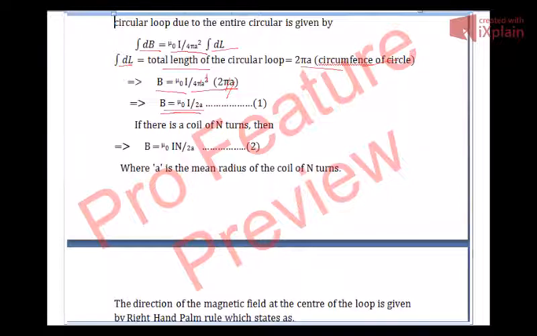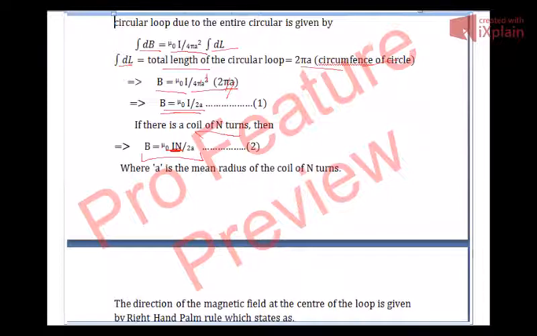So if there is a coil of n turns, instead of one turn, we had a one turn coil, now we have a coil of n turns, then the equation will be multiplied by n. So the total magnetic field B will be equal to mu naught I n by 2a.